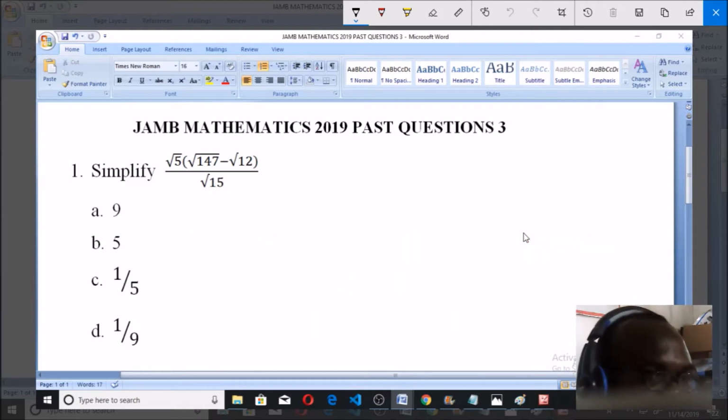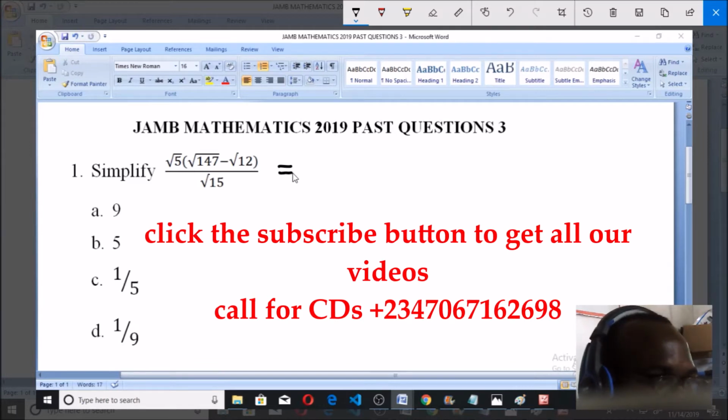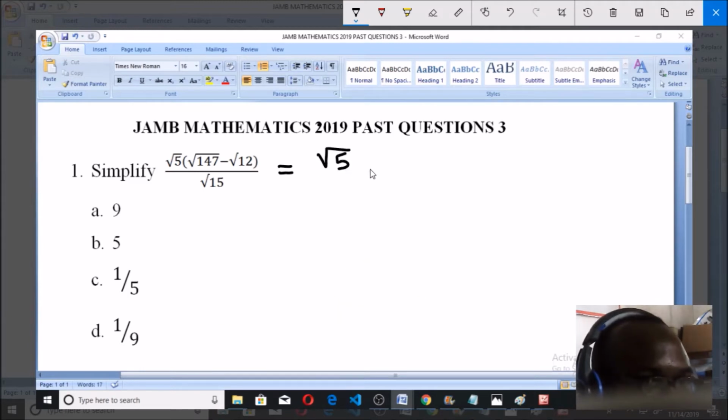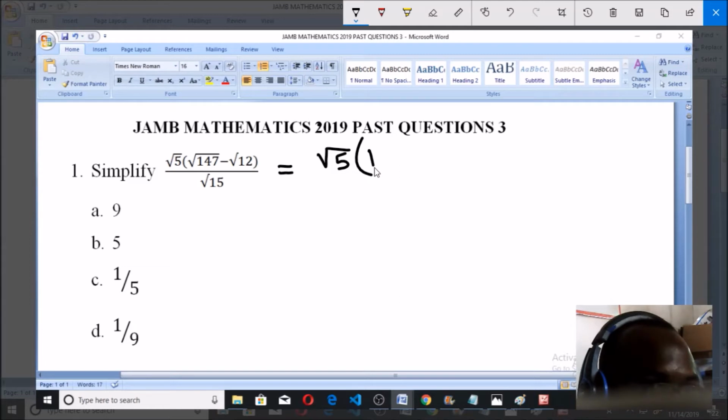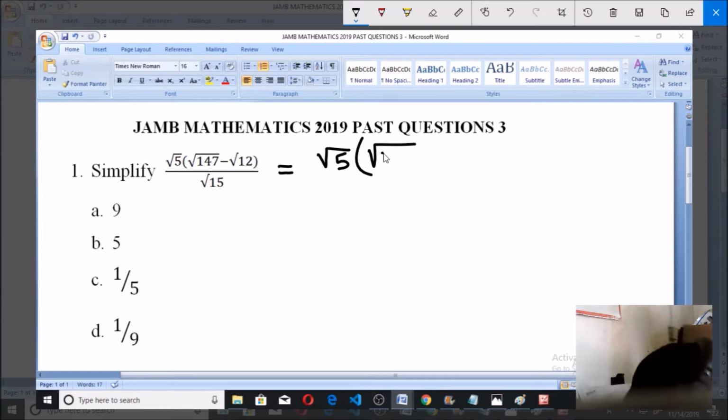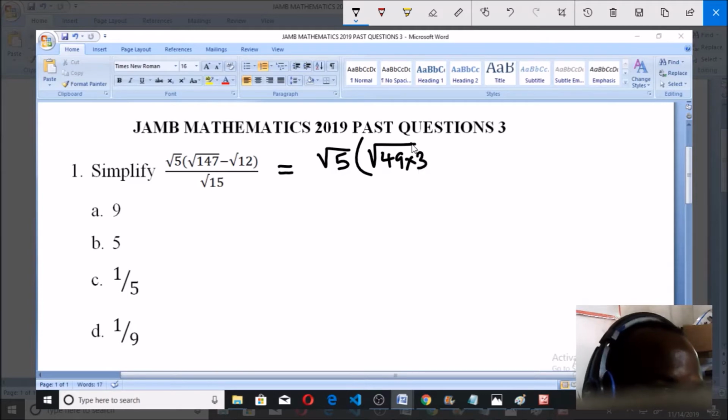Now to solve a surd problem, the first thing you're going to do is to make sure that you simplify it so that you can have common surds cancel out. So you have √5 into bracket, instead of having √147, we know that √147 is the same thing as √49 times 3, because 49 times 3 is 147.